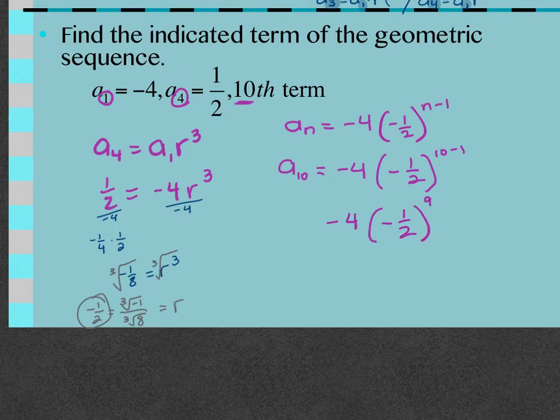So this is where it gets tricky when I give you a calculator, because I don't want you to figure out what 0.5 to the 9th is. I want you to keep it exact in terms of a fraction. So I'm going to do 2 to the 9th and keep it in the denominator. I'd get negative 4 times, this is negative because it's odd, 1 over 512. And then 4 goes into 512 128 times. So this is negative 1 over 128.